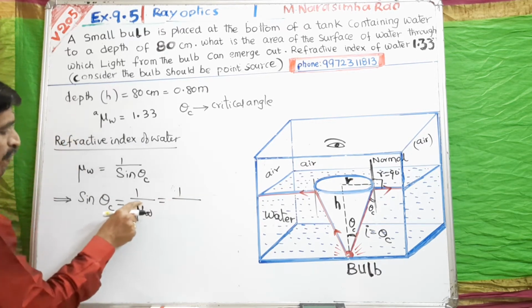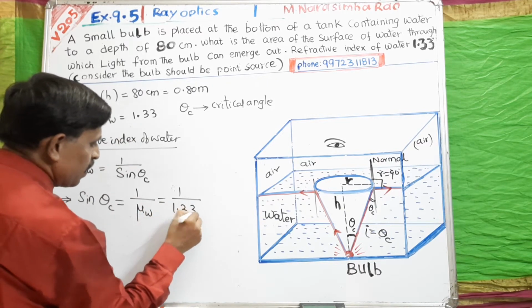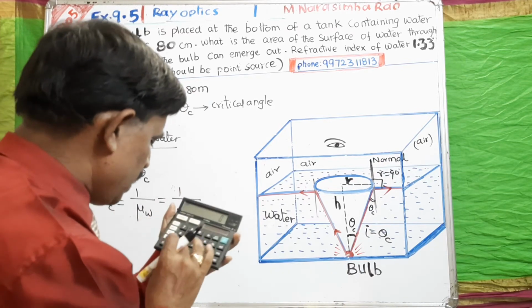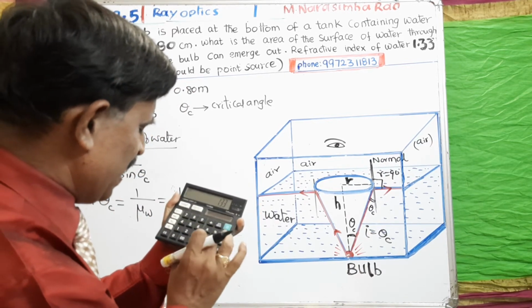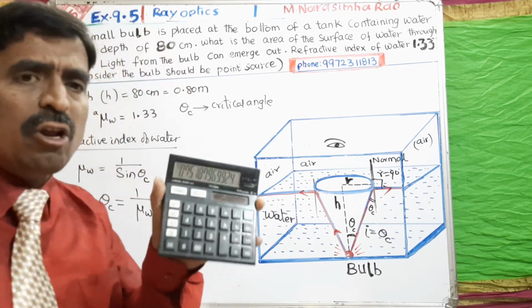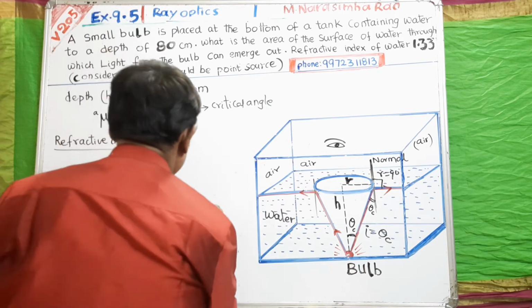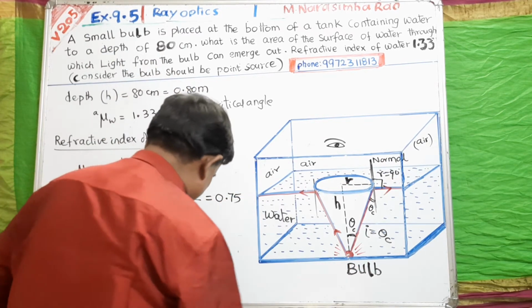1 by the refractive index of water, 1.33. 1 by 1.33 is equal to 0.7518. I am taking 0.75.